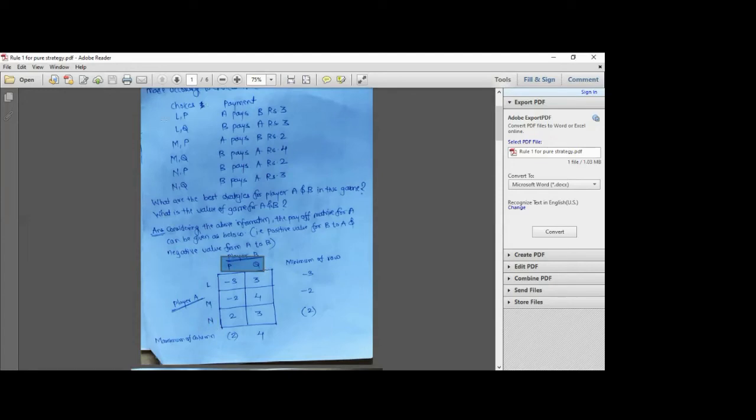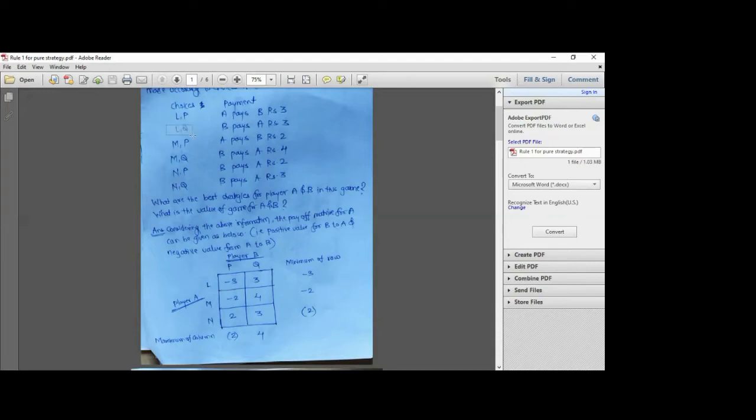So what they are saying for LP choice, that means player A has taken L choice and player B has taken P choice. So for LP choice, A pays B ₹3. Now this is the payoff matrix for A. So if A is having a loss, then we'll have to represent it with the minus sign. So A is paying, so that is the loss for A. So A pays B ₹3. So this becomes his loss, and therefore we have represented it as -3.